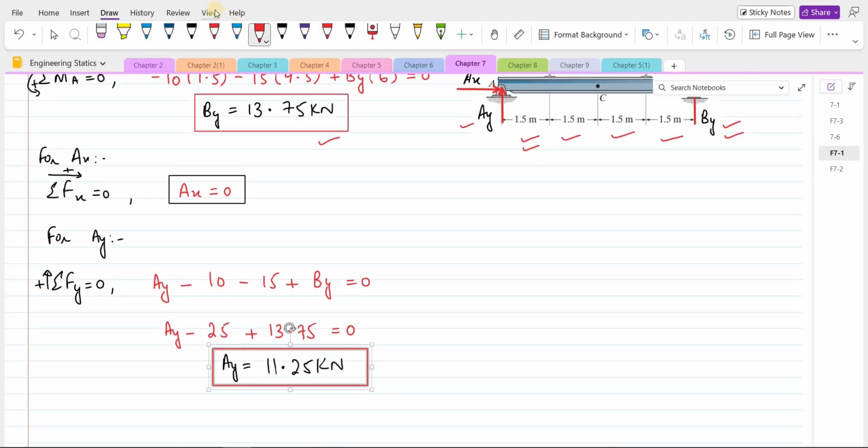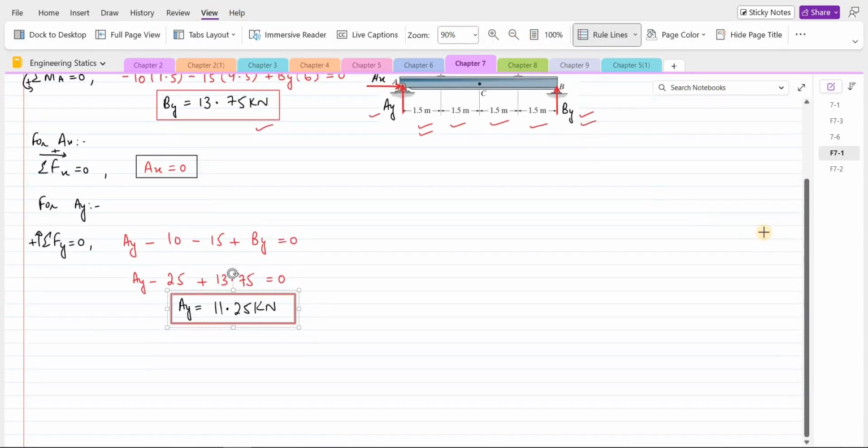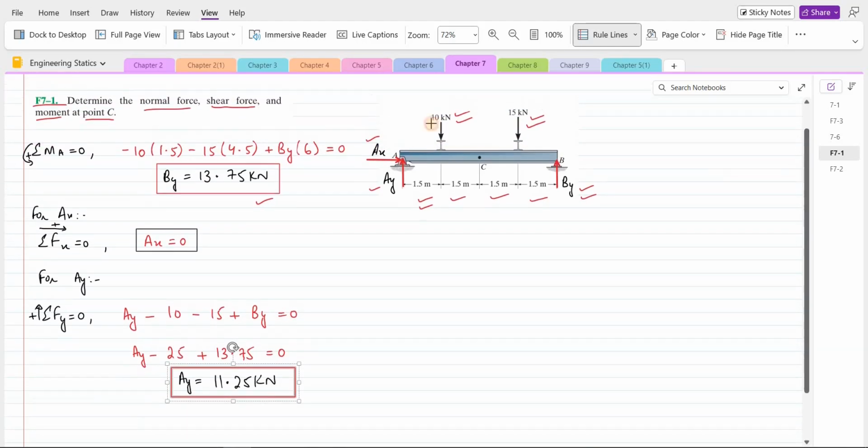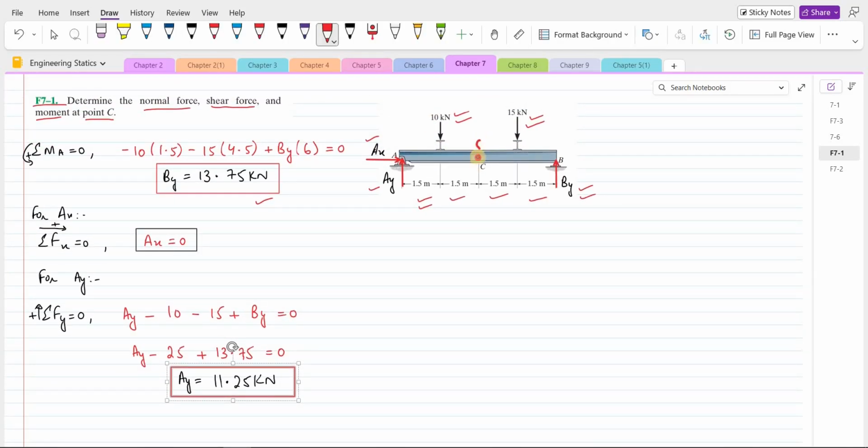Now we have to find the internal forces at the point C. If I make a section right here, we can consider either part across this section. Either you can consider the right hand side of this section or the left hand side. Both will give you the same answers. I am going to pick the right hand side of this section because I would have fewer forces. If I draw it separately, it would look something like this.